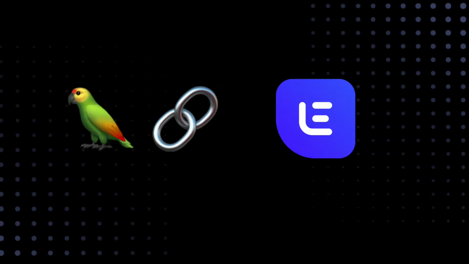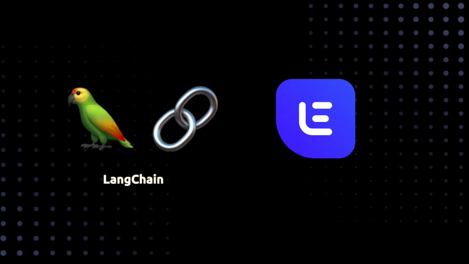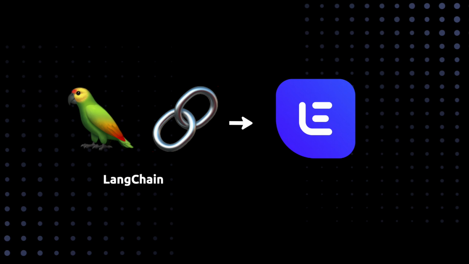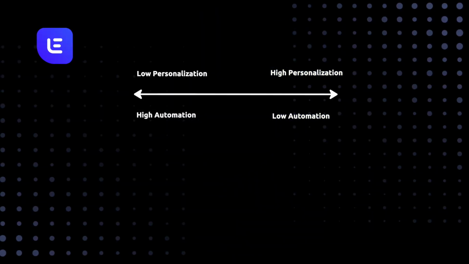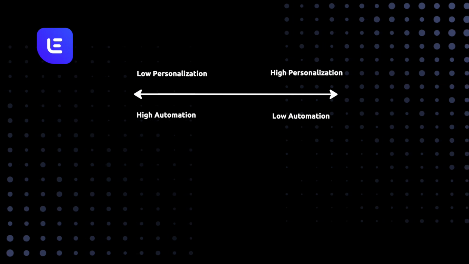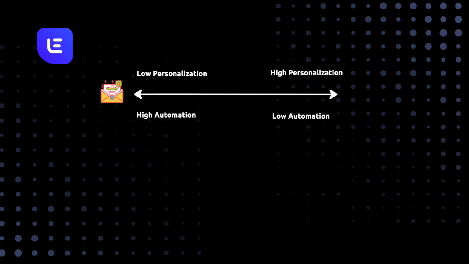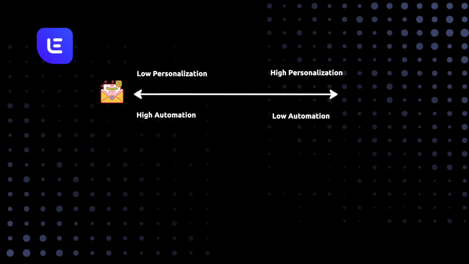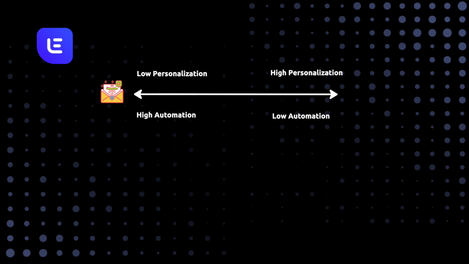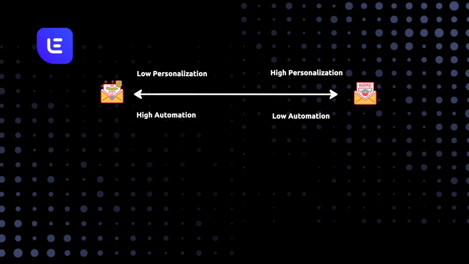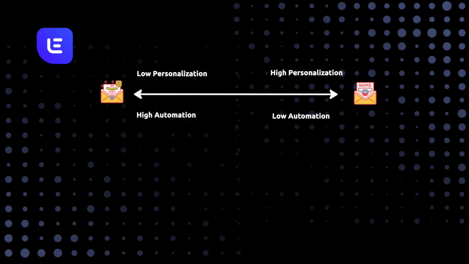In this video, I'm going to show you how to use the language modeling framework LangChain to feed personalized lines, paragraphs, or entire emails to the cold email platform Lemlist. There is an inherent conflict between personalization and automation. Generic emails that are non-personalized are easy to automate, but are usually associated with low engagement and conversion rates. On the other hand, emails that are highly personalized lead to higher engagement, but are hard to automate.